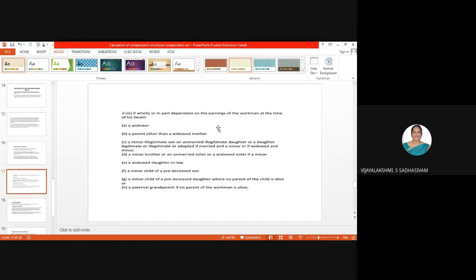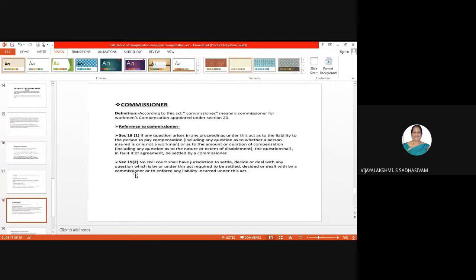So both are considered, or adopted, if married and a minor, or if widowed and minor, or a minor brother, or an unmarried sister, or a widowed sister in case of a minor, a widowed daughter-in-law, a minor child of a predeceased son, a minor child of a predeceased daughter, where none of the parents of the child is alive, or a paternal grandparent if no parent of the workman is alive. So they are called dependents.